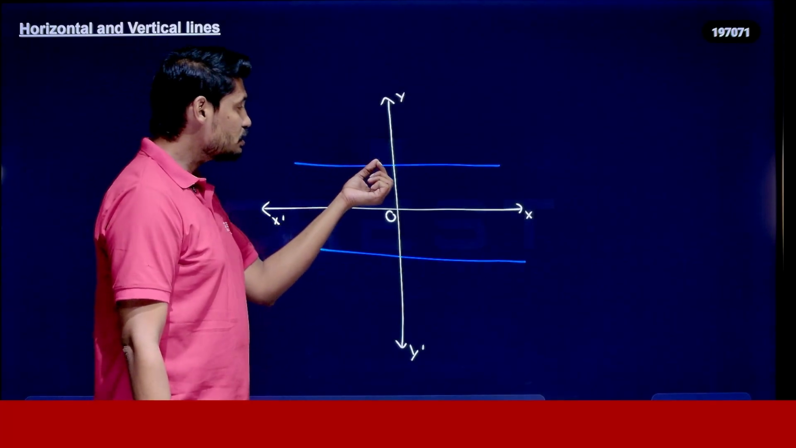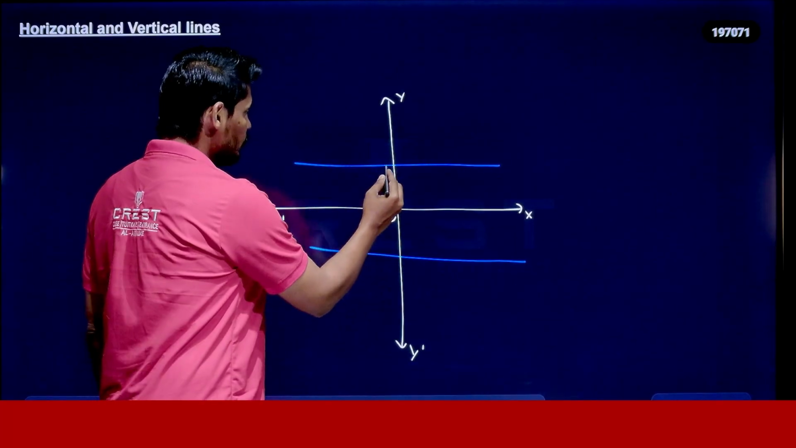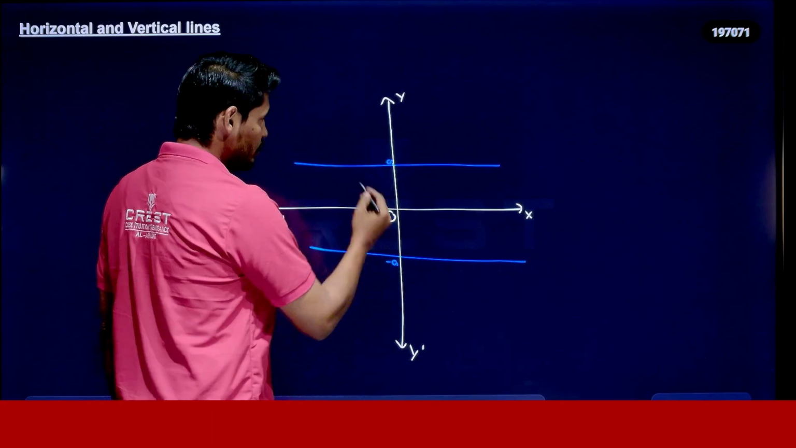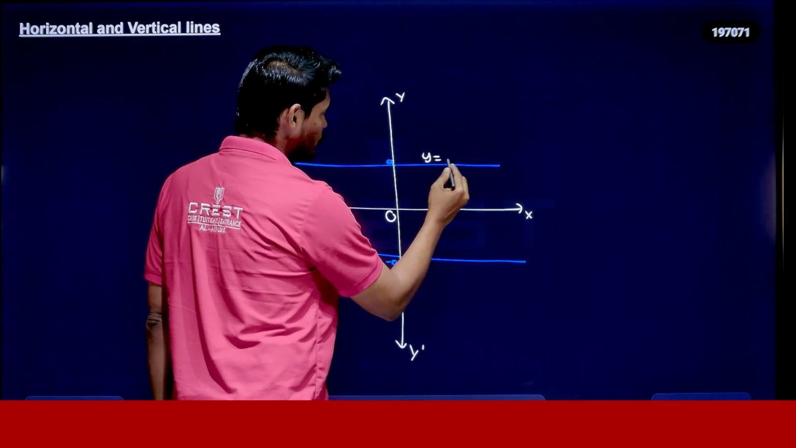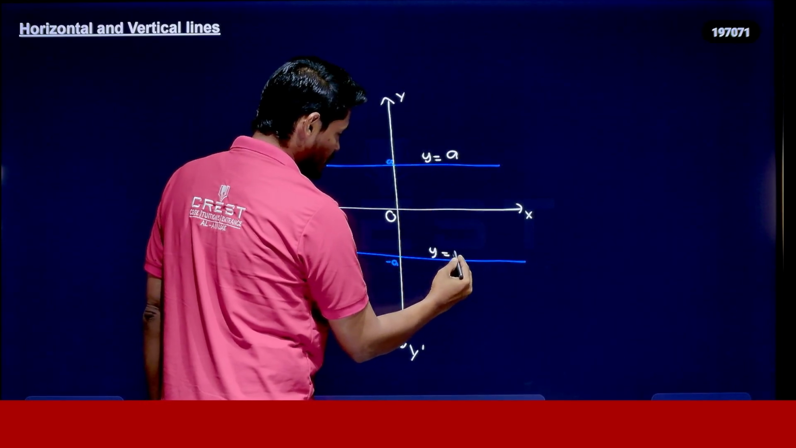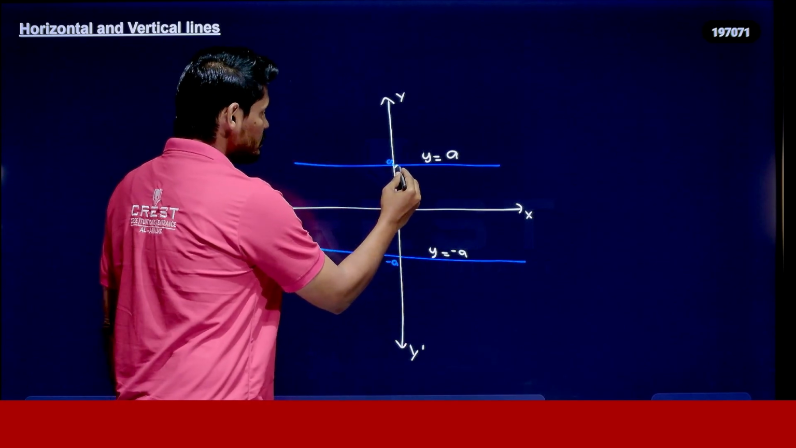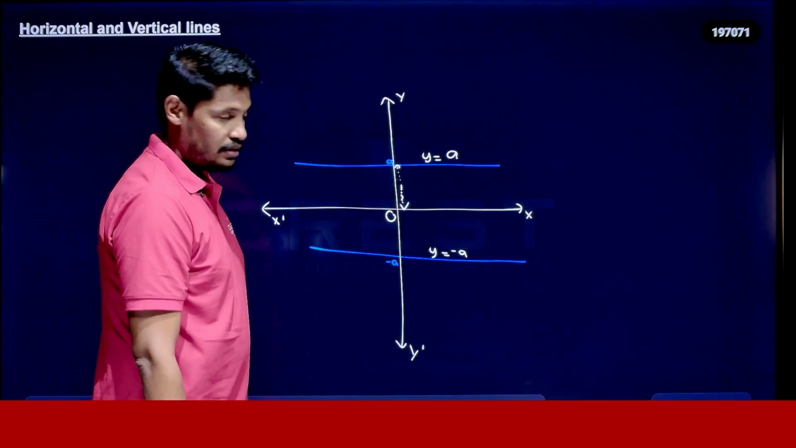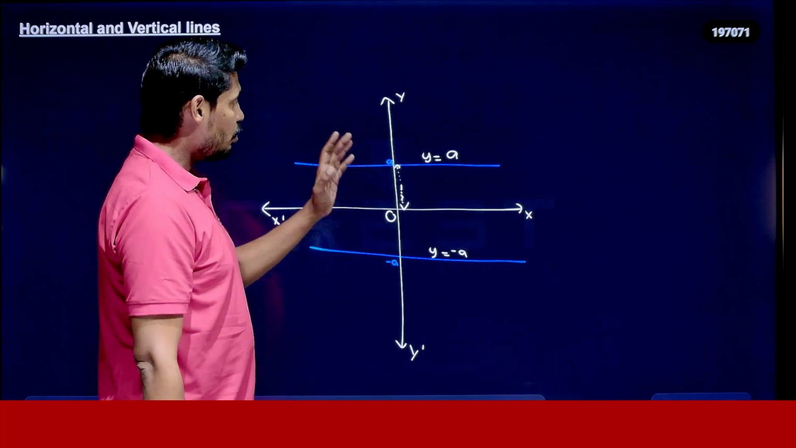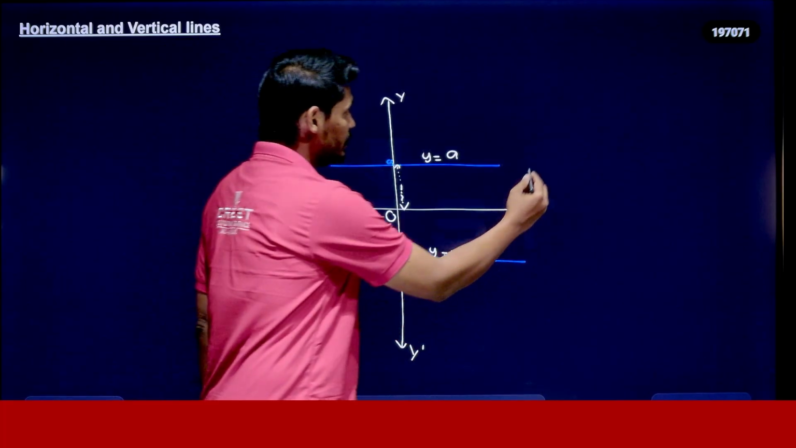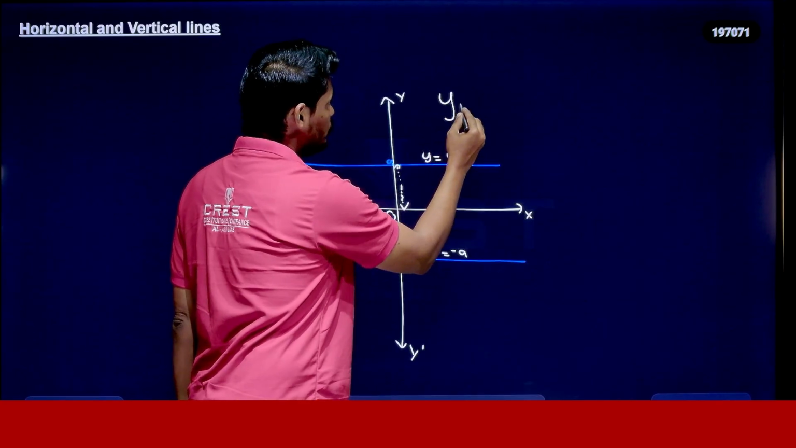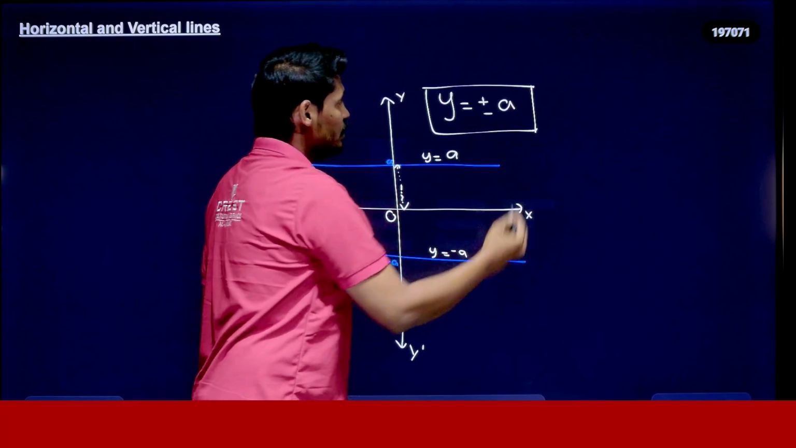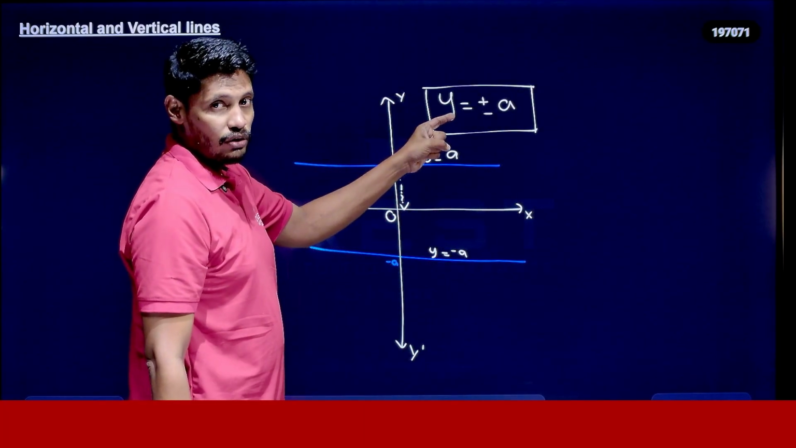And what is the equation of this horizontal line? Suppose this is the point A, this is the point minus A. Surely we can say that the equation of this horizontal line is y equal to A, and this is y equal to minus A. Actually A is the distance from the x-axis to this horizontal line. So the equation of a horizontal line is y equal to plus or minus A.